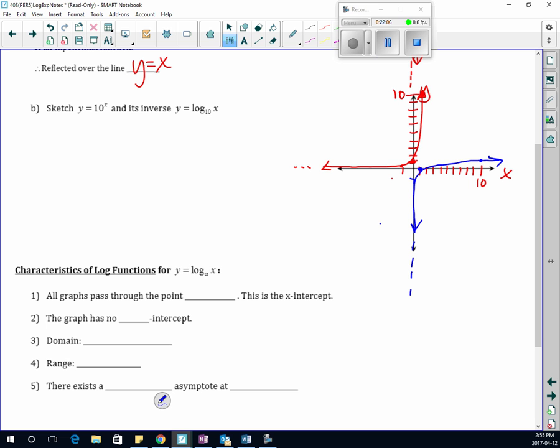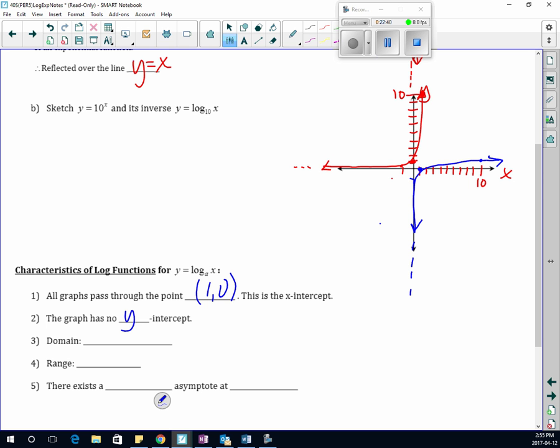Okay, so what are some of the common characteristics of log functions? All the graphs pass through the point, no, that was exponential with 0, 1. So now logarithms all pass through the point 1, 0. This is the x-intercept. And like the exponential had no x-intercept, the logarithm has no y-intercept.